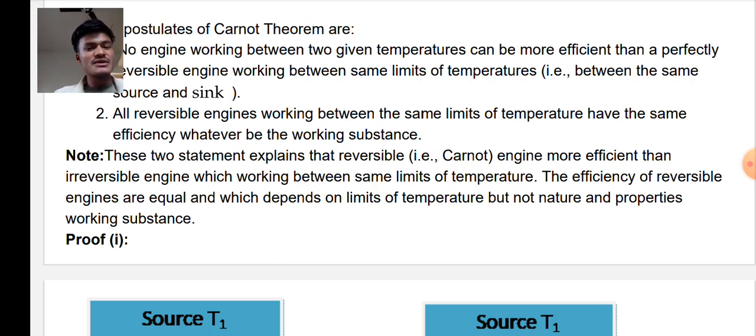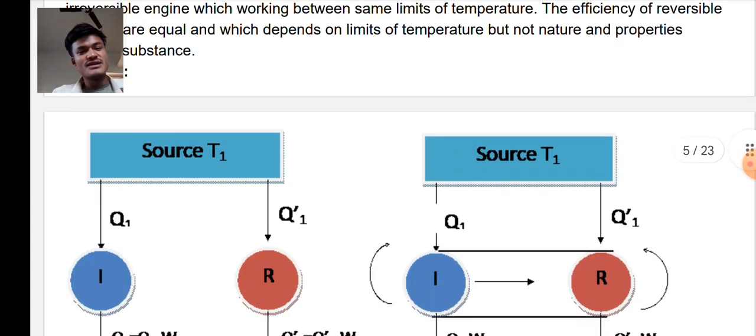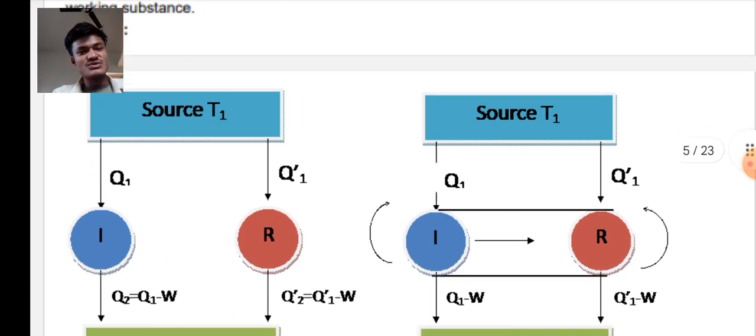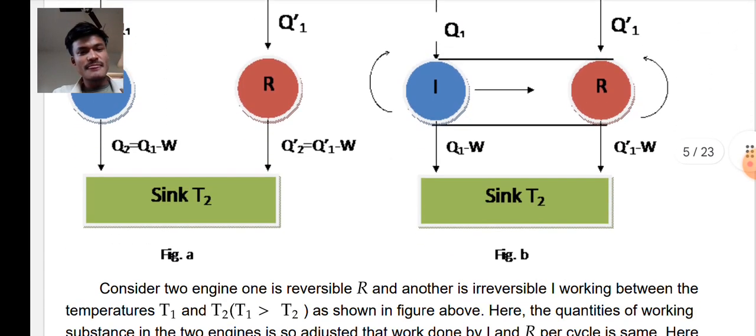The efficiencies of reversible engines are equal, and they depend on the limits of temperature but not on the nature and properties of the working substance. Proof. Source, source 1, source 2.